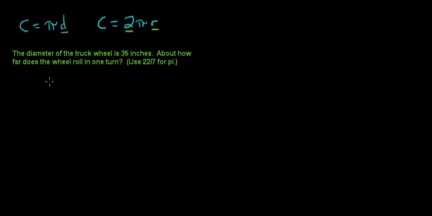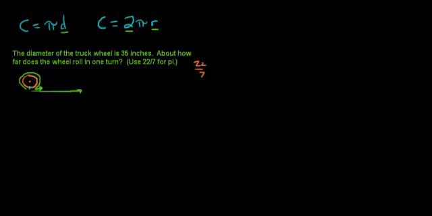It says the diameter of the truck wheel is 35 inches. About how far does the wheel roll in one turn? And they want us to use 22/7, and that's what this fraction is, 22/7, for pi. So the idea here is we have a circle, and if we could mark a notch on it, we're taking this circle and unrolling it. So we're rolling it out to see how far the wheel would roll. We're unrolling it and laying it out so that we can find out how far it would roll in one turn.